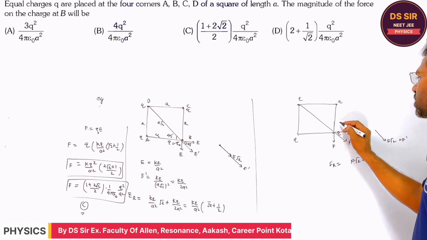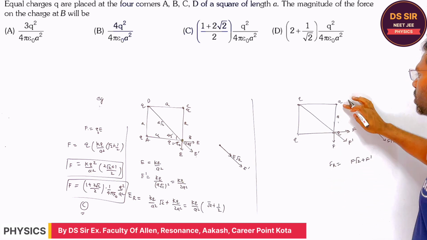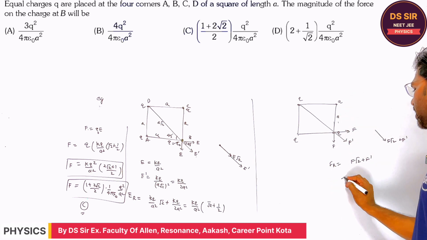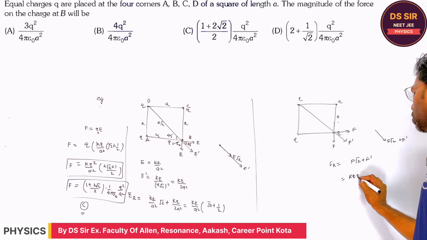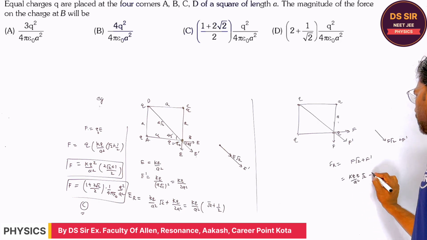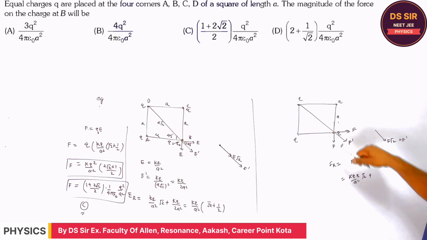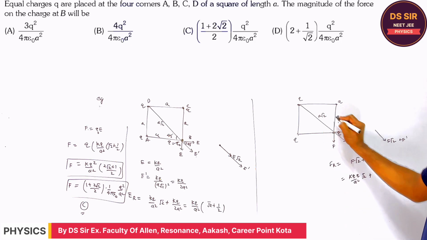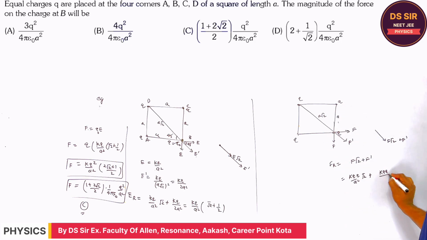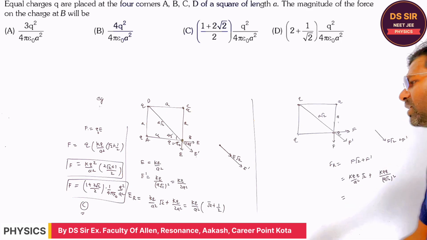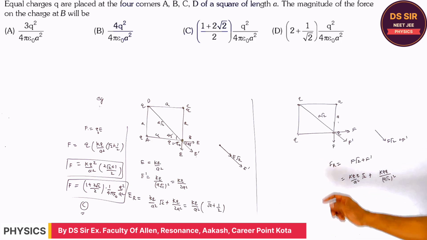What is F? The force between Q and Q, right? It is equal to KQQ upon A square, root 2 plus F dash. What is F dash? It is KQQ upon A root 2 whole square. When you simplify, you will get the same force, right? We have done this question already in electrostatics, right? Copy this.